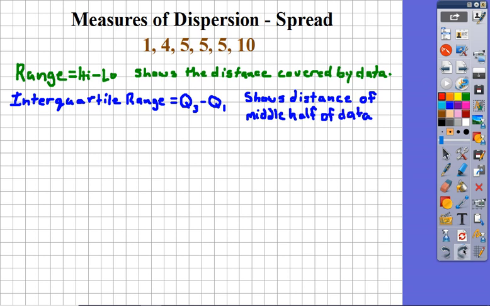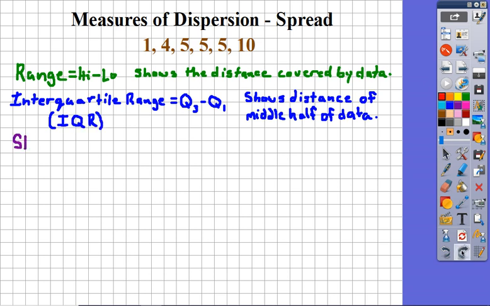So remember, the quartiles are going to come from the median of the lower half and the upper half of the data. So you find the median of the data, and then the lower half's median and the upper half's median, and that's going to be your quartile 3 and your quartile 1. This is more often called the IQR.